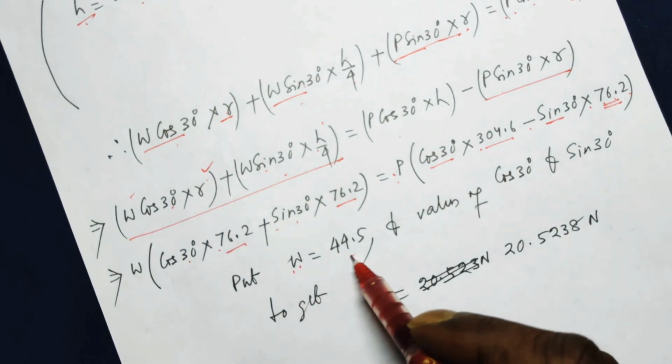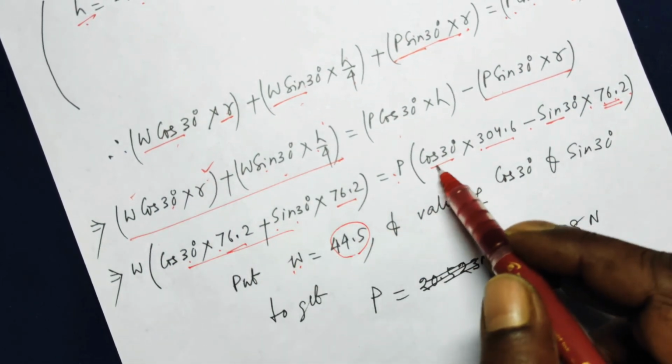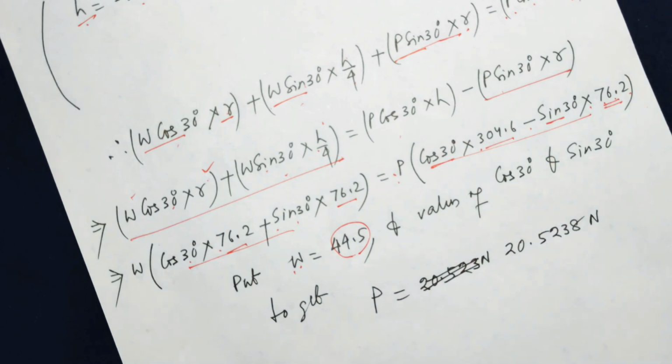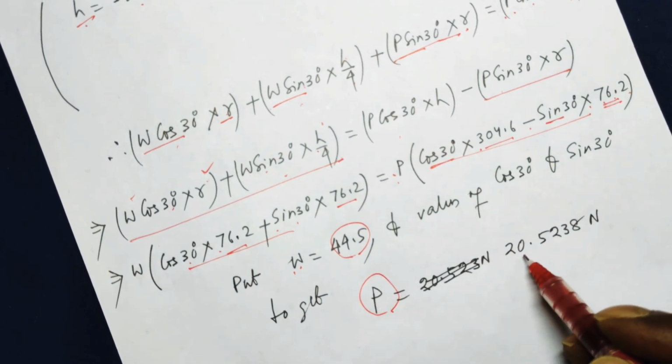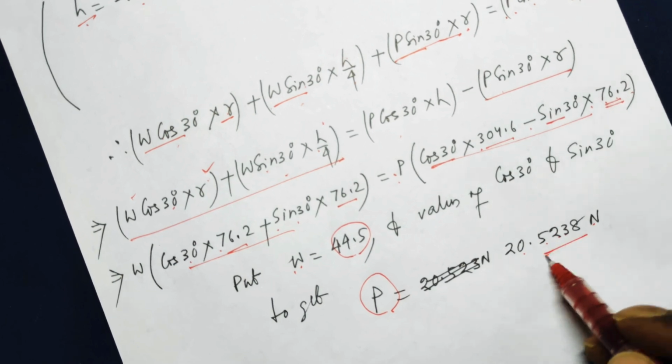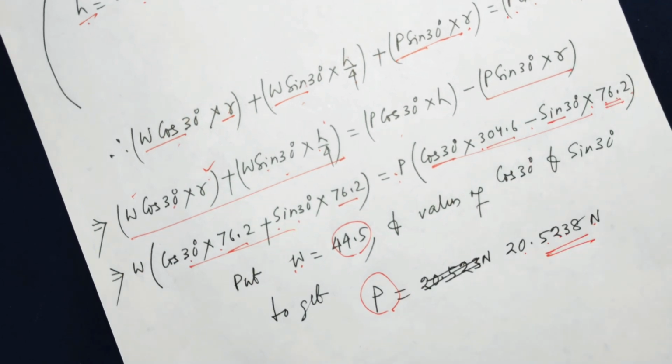Now put the value of W which is given and put all these things in a scientific calculator. You get P equal to 20.5238 Newton. So that is all about it.